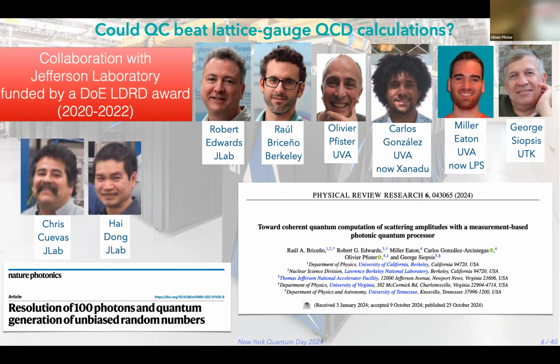So we're looking at those things. And I couldn't find high resolution pictures of Chris and Hai, so these are the best pictures I could find. It's annoying, I should have asked him. But these guys are doing electronics at Jefferson Lab, and they built some FPGA instruments for us to measure photons, and we could do 100 photon measurement counting, which is kind of a record, and for random number generators in collaboration with Chris Gary.